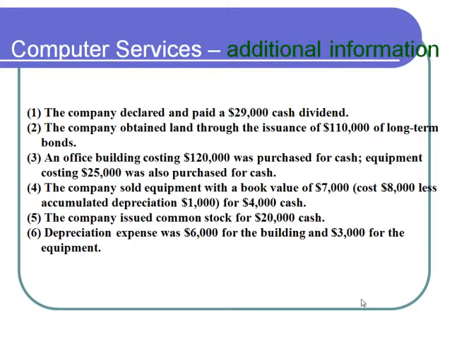The company issued common stock for $20,000 in cash. Common stock is under what section of the cash flow? That would be financing. And finally, depreciation expense was $6,000 for the building and $3,000 for the equipment. And you may not know the answer to this one yet, so let's just leave that open, and you're going to learn the answer in the next few slides.